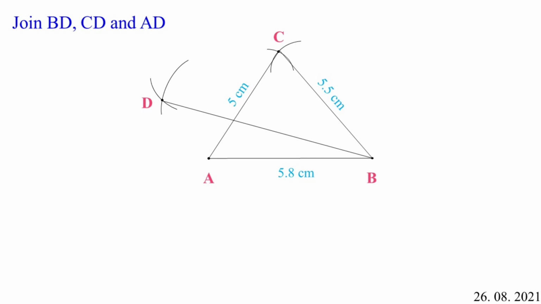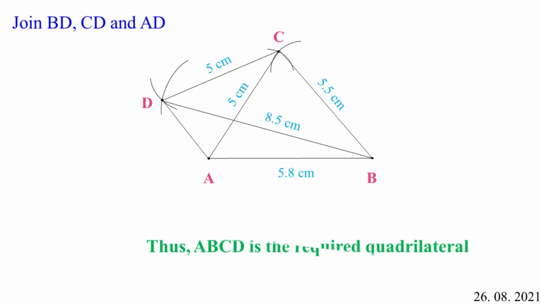Now join B and D, you get the segment BD. Next join C and D, you get the segment CD. Now join A and D, get the segment AD. So AB is 5.8 centimeter, BC is 5.5 centimeter, CD is 5 centimeter, BD is 8.5 centimeter, then AC is 5 centimeter. Thus, ABCD is the required quadrilateral.